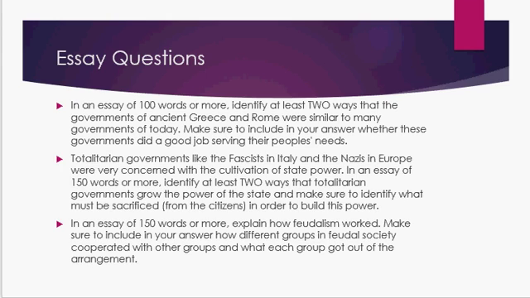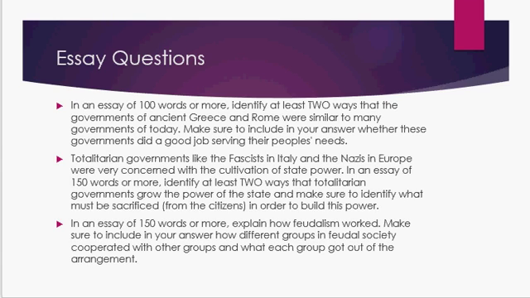So things like that. Totalitarian governments like the fascists in Italy and Nazis in Germany were very concerned with the cultivation of state power. In an essay of 150 words or more, identify at least 2 ways that totalitarian governments grow the power of the state and make sure to identify what must be sacrificed from the citizens in order to build this power. So this is really what you're going to talk about, the areas where the fascist government is controlling the people and what the people can't do in order to make the government stronger. That's what must be sacrificed from the citizens, their freedoms, and then talk about those freedoms.